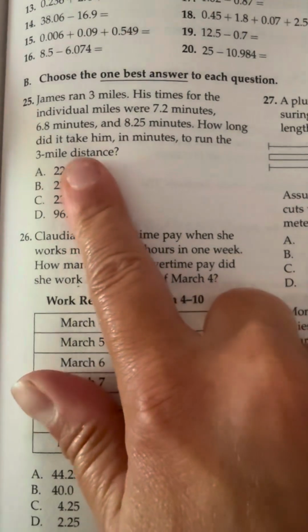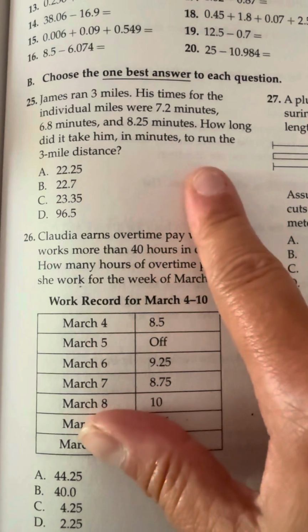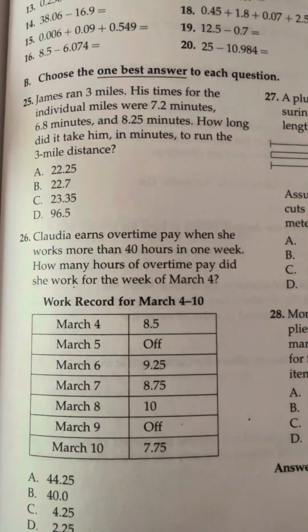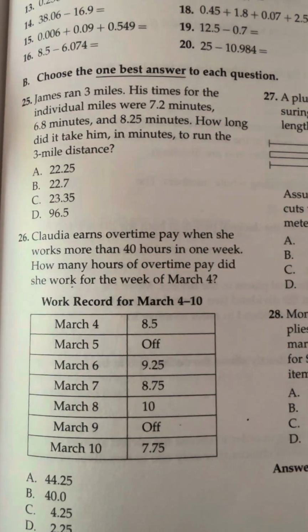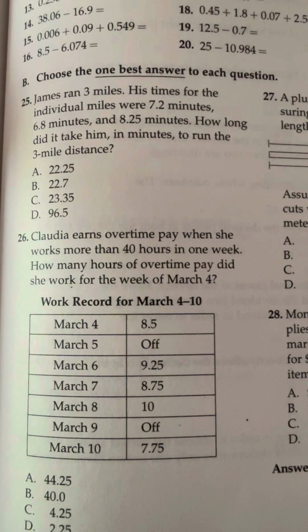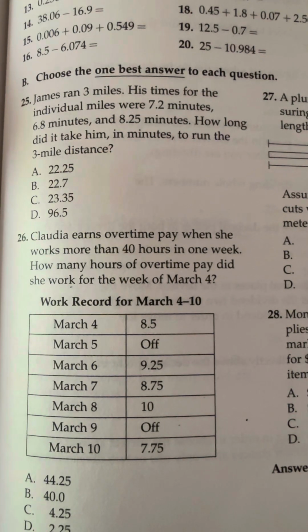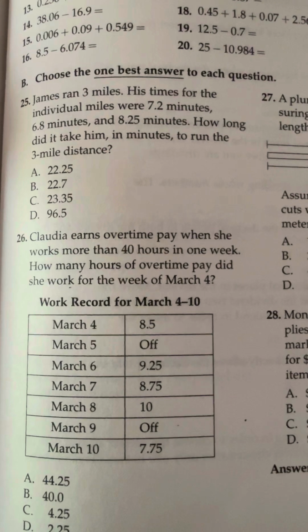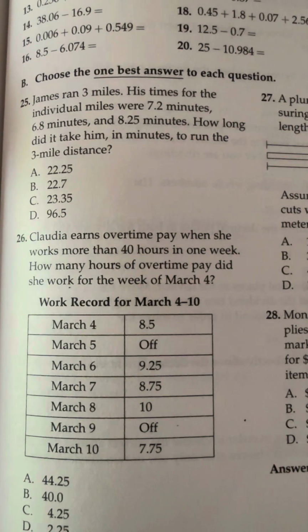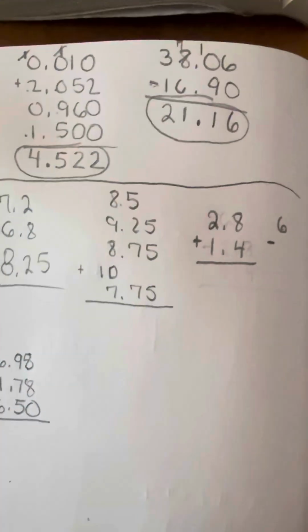As you can see, James ran 3 miles. His times for those individual miles were as follows: 7.2 minutes, 6.8 minutes, and 8.25 minutes. How long did it take him in minutes to run the 3 mile distance? So you're going to take all three of those numbers that you have given to you and add them up to find out how much his time was.